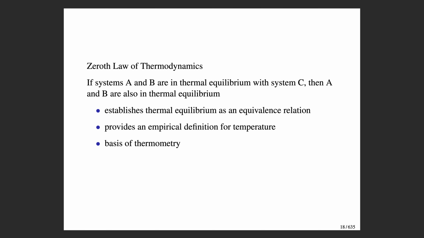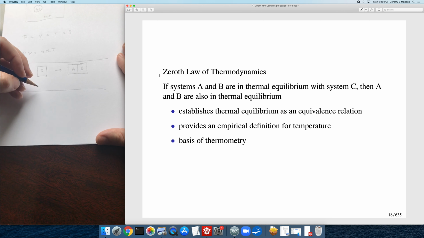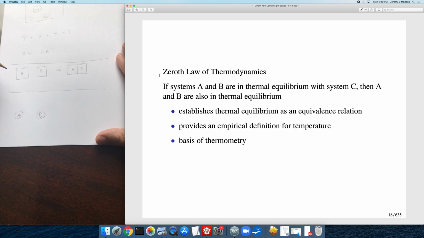And I'm going to go back and draw another picture here. This is often represented by a diagram that looks like this. So let's suppose that we've got our systems A and B here, and here's our system C. What the Zeroth Law is saying, if A and C are in thermal equilibrium, that is, if they have the same temperature, and B and C are in thermal equilibrium with each other, they have the same temperature, then we know A and B must also have the same temperature. Okay, and so this is a definition of how thermal equilibrium works.